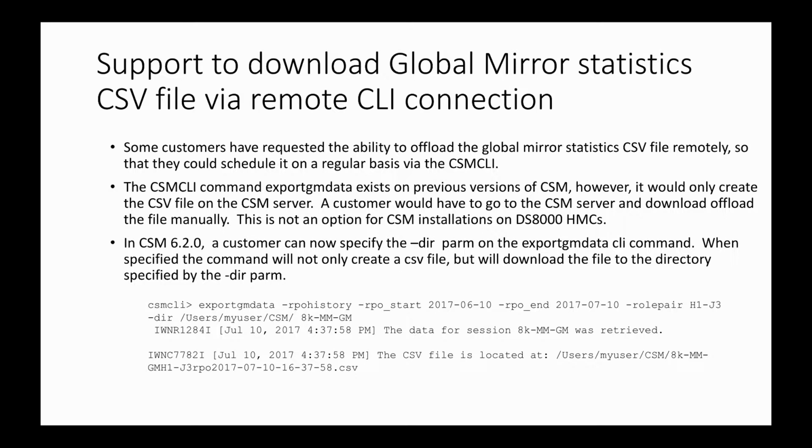Now what we did was add a -dir parm on the export GM data. It's an optional parm, but if you use it, what you'll do is specify the file system location, and not only will the file get created, but it will offload that file for you to the operating system which the CSM CLI is running on, and you can then do what you need to do.